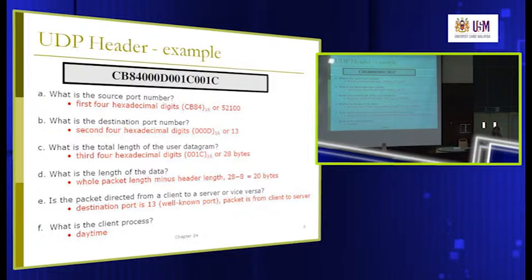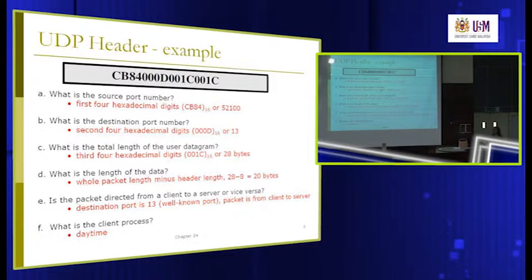So given this header, we can identify the source port number as the first 4 hexadecimal numbers, which is CB84. If you want to convert this to decimal, CB84 in base 16, or hexadecimal, becomes 52,100 in decimal. So this is the source port number, right?